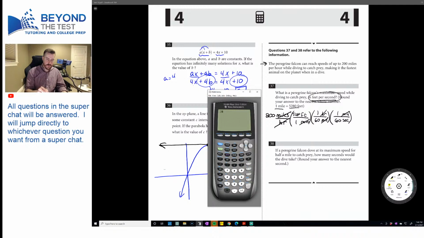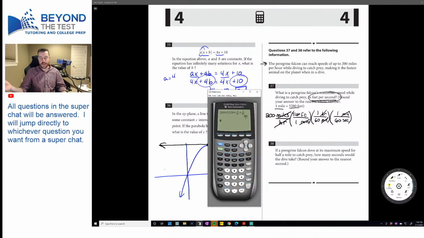We have 200 times 5,280 times 1 over 60, and then times another 1 over 60. Alpha y equals, enter, to get the fraction there. And if I click enter, we'll get 880 over 3.